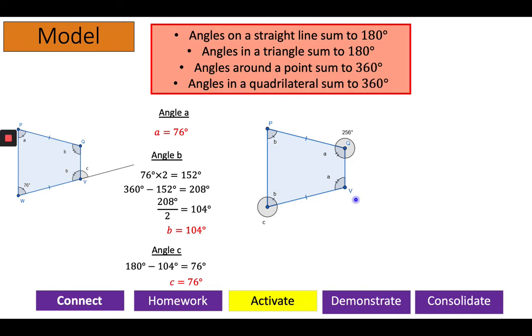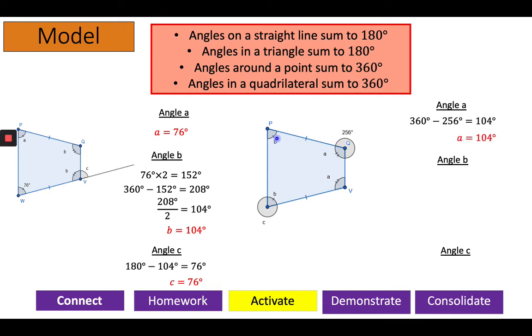Here we have a quadrilateral with 2 angles around points, and we only know our one angle outside here, which is 256 degrees. So we need to find angles A, B, and C. Angle A is an angle around a point shared with 256 degrees. We know that angles around a point sum to 360, so we subtract 256 degrees from 360 to get 104 degrees. So our angle A's both equal 104 degrees.